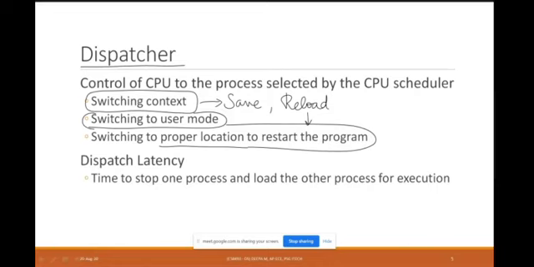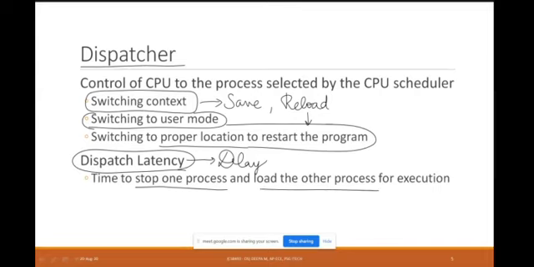So what is dispatch latency? Latency is nothing but your delay. The delay that is associated with stopping one process and loading the other process is called dispatch latency. So I have to stop my current process and load the new process, and the time it takes to do this is called dispatch latency.